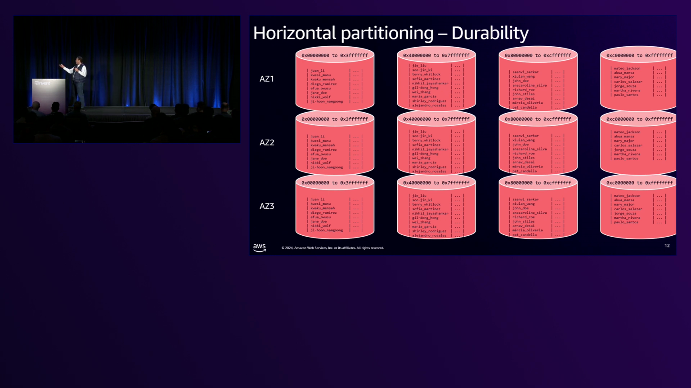Now, having said that the data is in 3 AZs, we take care of the replication for you. You don't have to do any of this. You created a table. You said what the primary key was. The rest is ours. Okay.